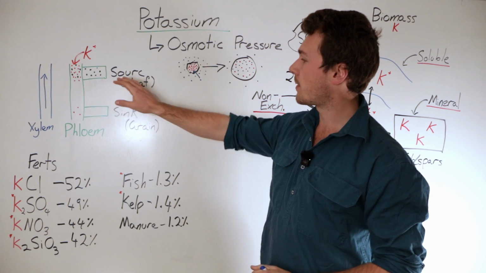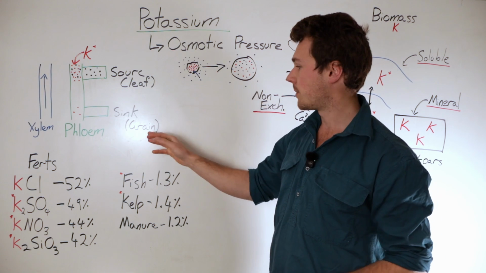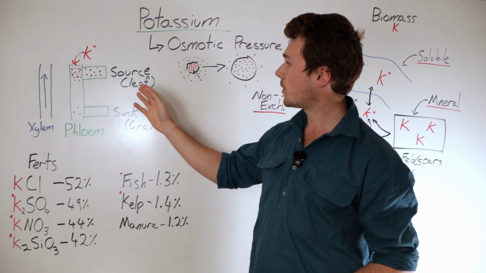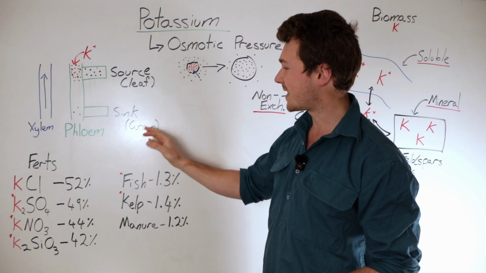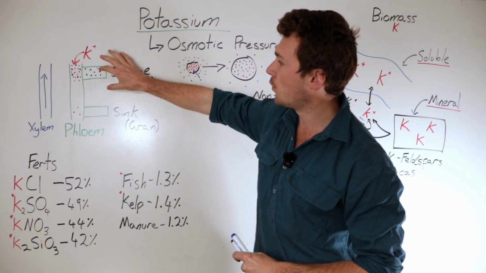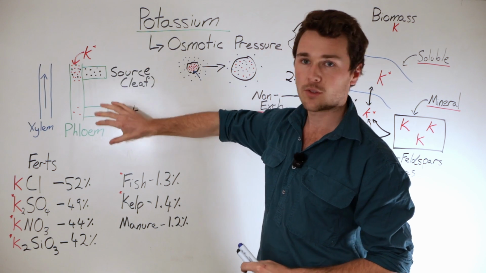The plant needs to be able to move sugar from the leaf to where it needs to go, so the grain. This is what's called the sink-source relationship, where you've got the source, which produces the sugar, and then you've got the sink, which is where that sugar is moving to. Now, potassium is required in the movement of the sugars from the source to the sink.